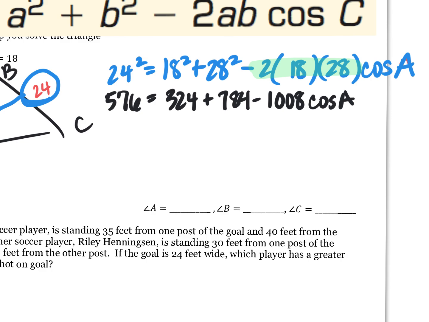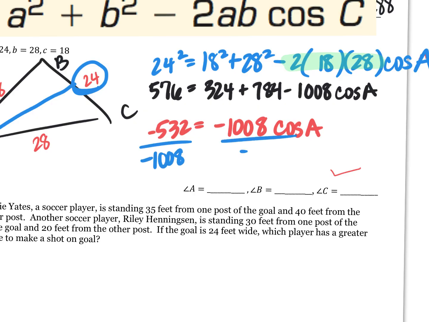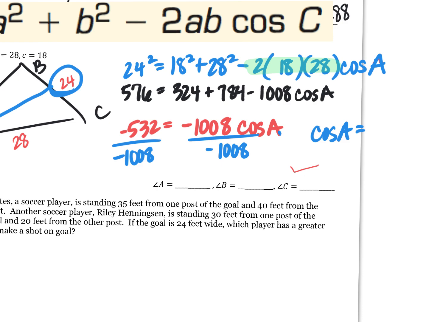We're going to take my 576 minus my 324 and minus my 784. Do you agree we're left with negative 532? Equals negative 1008 cosine of A. Now what are we going to do? Now we're going to divide by that negative 1008. People want to combine these into one step, and that's where we get in trouble. What do we get? Cosine of A is going to equal positive 0.52. And then how am I going to get angle A?